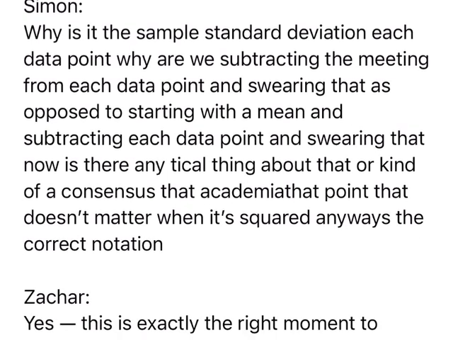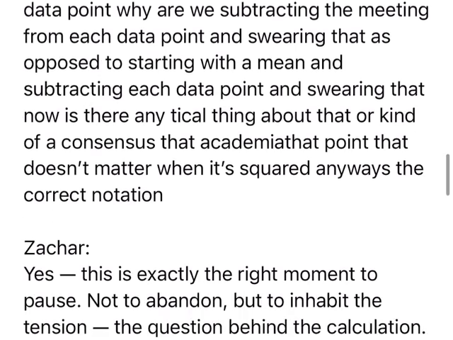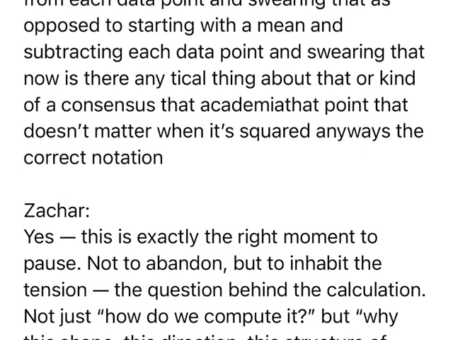Why are we subtracting the mean from each data point and squaring that, as opposed to starting with a mean and subtracting each data point and squaring that? Is there any typical thing about that, or kind of a consensus in academia, or does it not matter since it's squared anyway?